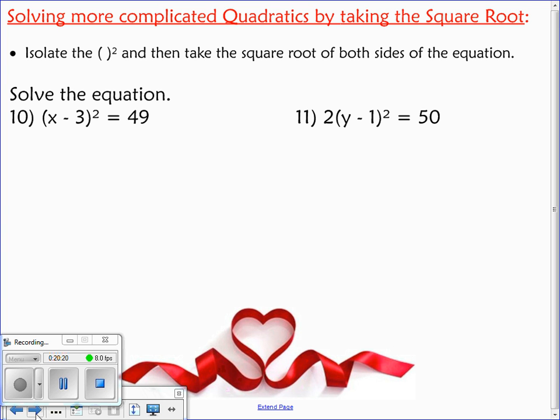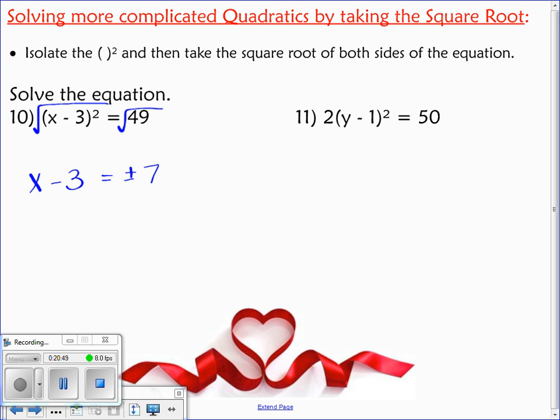All right, so take a look. x minus 3 squared equals 49. Is the squared part by itself? It is. So now it's just like before, really. So I'm going to take the square root of both sides. What's the square root of x minus 3 squared? It's x minus 3. Square root of 49? Just 7? Just 7? There it is.